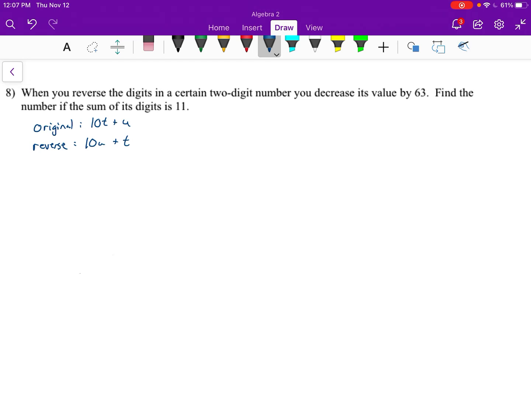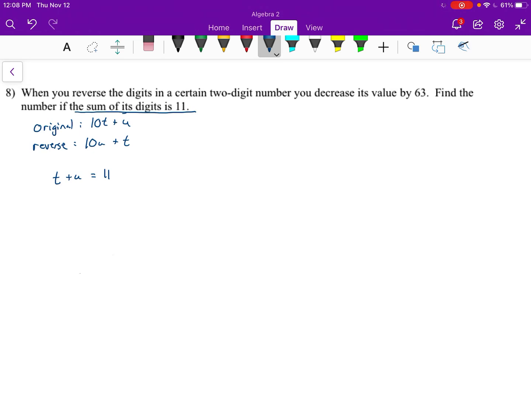I'm actually going to start at the end here because this is an easy part to see. The sum of the digits is 11. That means t plus u equals 11. And then it says, when you reverse the digits of a certain two-digit number, you decrease its value by 63.